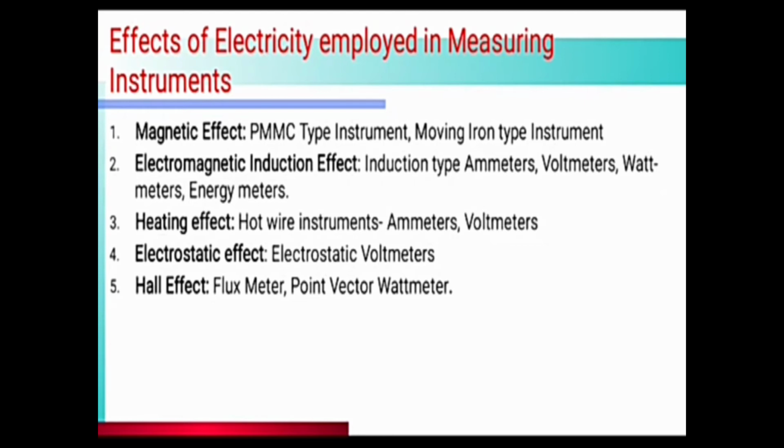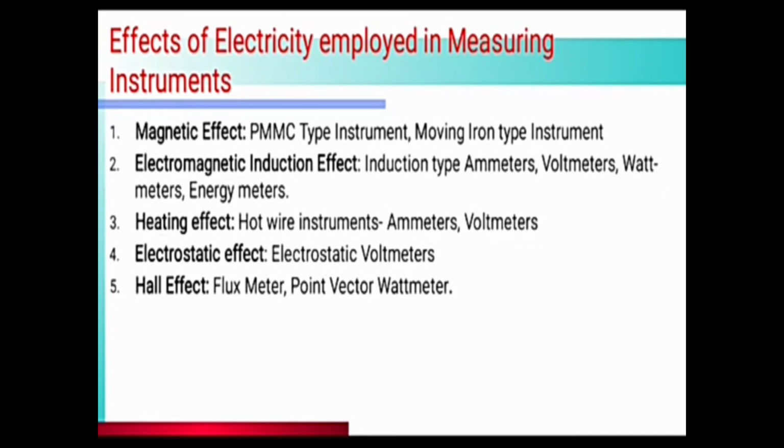Then second is electromagnetic induction effect. Induction type ammeters, voltmeters, wattmeters and energy meters are in the electromagnetic induction effect. Third is heating effect: hot wire instruments, ammeters and voltmeters. Fourth is electrostatic effect: the electrostatic voltmeter is included in the electrostatic effect. Fifth is Hall effect. Examples are flux meter and point vector wattmeter. So these are very important points.